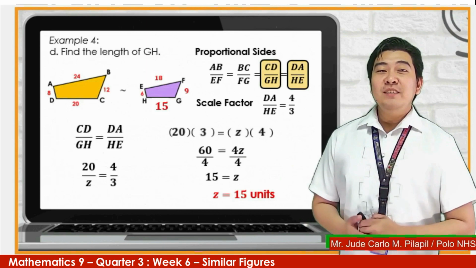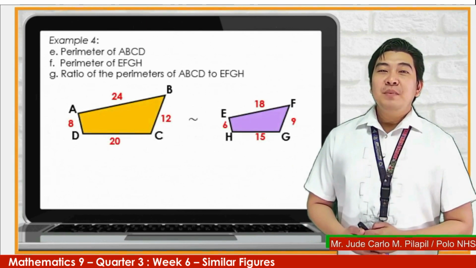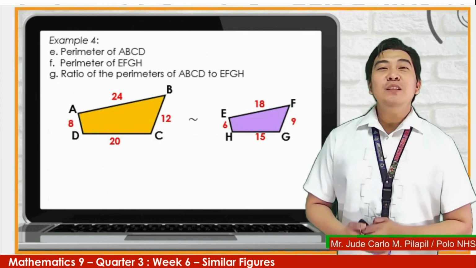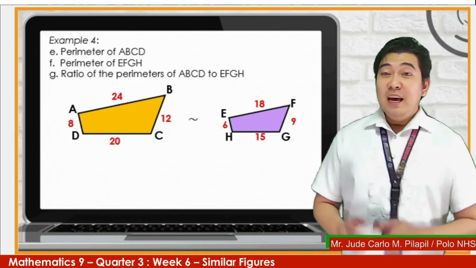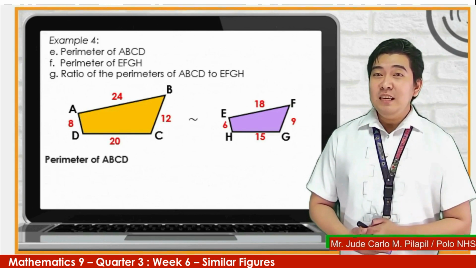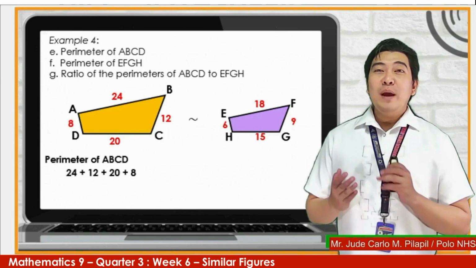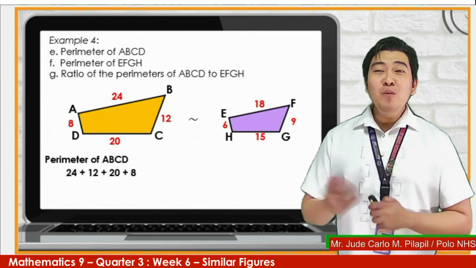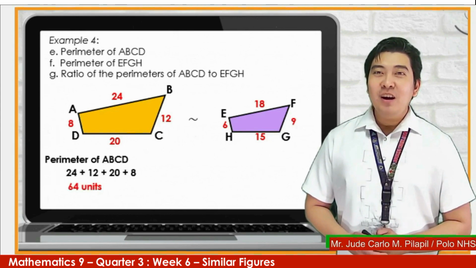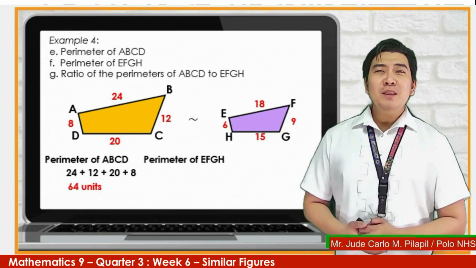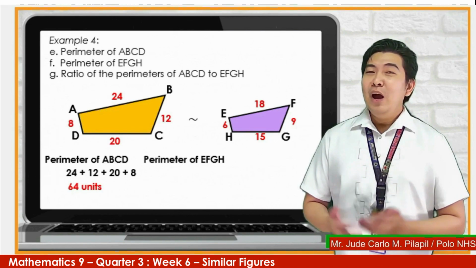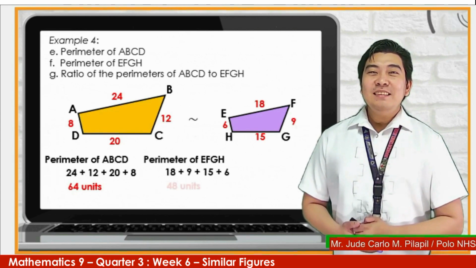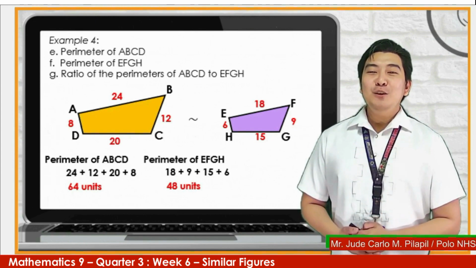For the next questions, we are asked to find the perimeter. To find the perimeter of any polygon, we need to add the measures of the sides of the following polygons. The perimeter of the quadrilateral ABCD is just adding 24, 12, 20, and 8. Adding them will result to 64 units. How about the perimeter of EFGH? What is your answer? Adding the sides, that will be 48 units.